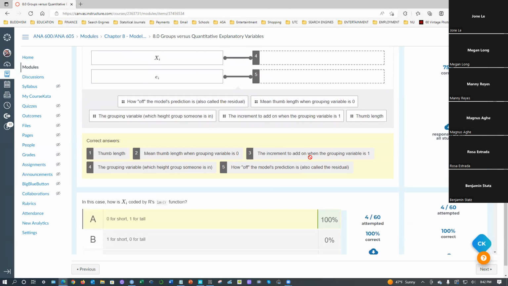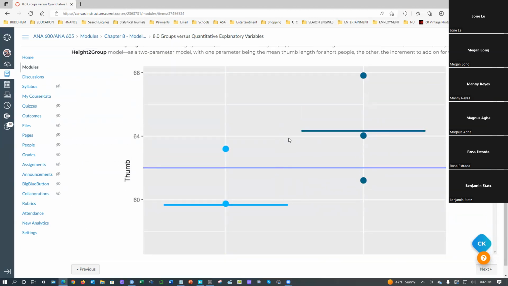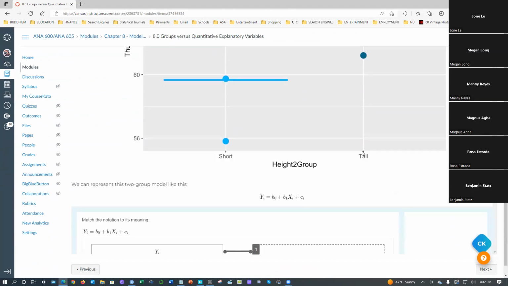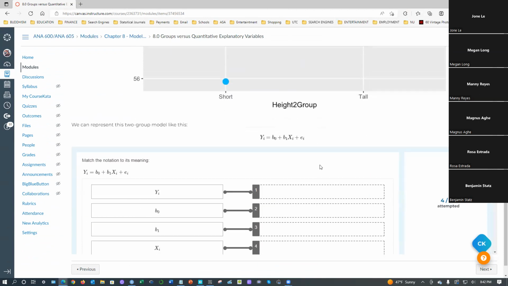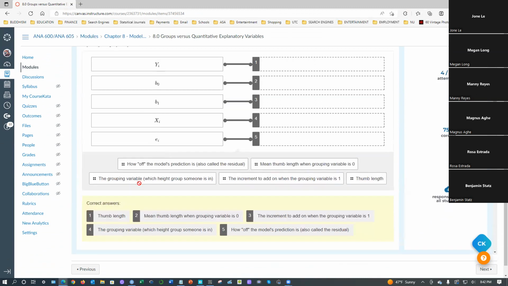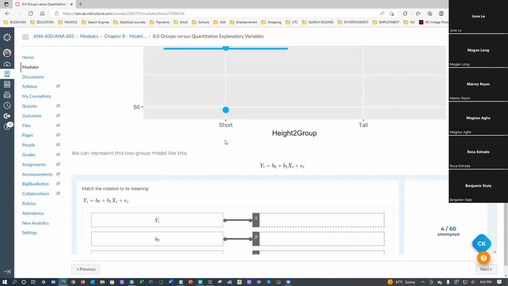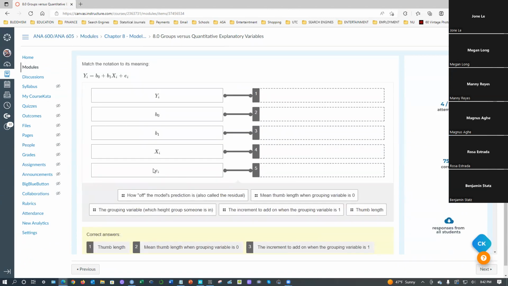See how much you have to increase the average in order to get the average thumb length of the people in this group. That's B1. Sometimes we call that one the slope, and B0 the intercept. X would be the group variable, whether it belongs to 0 or 1, the way it's been coded. 0 is the short group, 1 is the tall group, and E is the error.